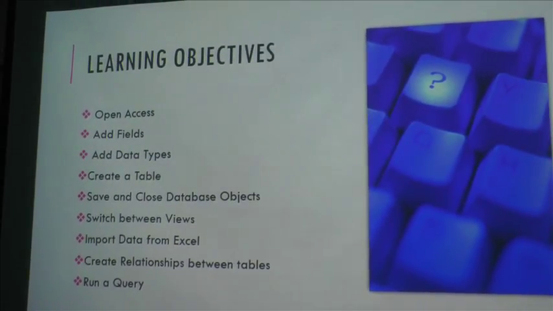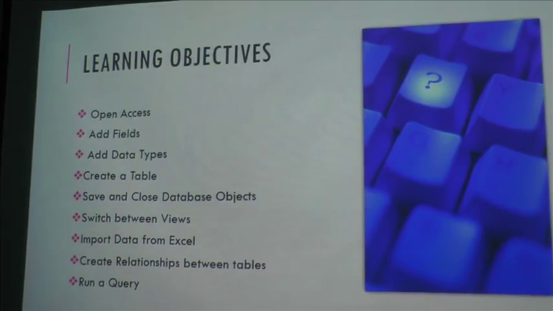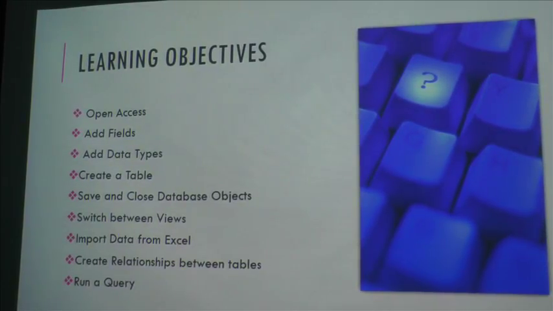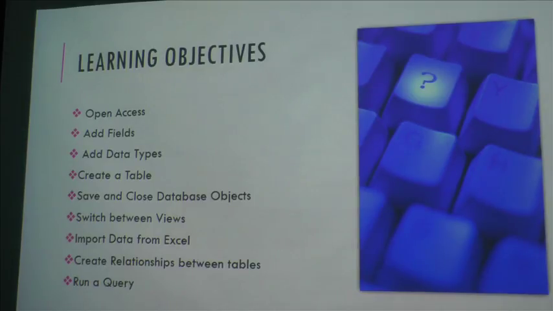So what are we going to learn today? First, we're going to learn how to open Access, how to add fields, how to add data types, create a table, save and close database objects, switch between views in Access, import data from Excel, create relationships between tables, and how to run a query. And although this may sound like gibberish, as we go through it, it will become clearer.